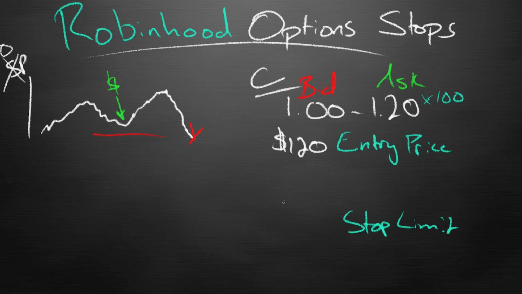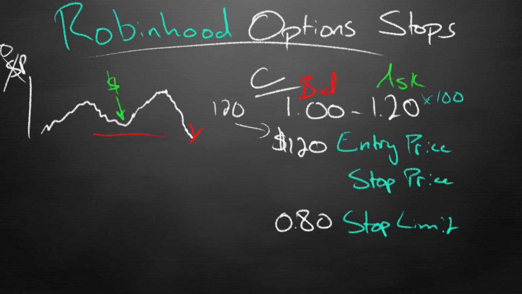So let's say I only want to risk $40. So I would set a stop limit of 80 cents. Remember, this is in options premium terms. So 80 cents times 100 is $80. So you're risking only $40 between your entry price and your stop limit. So in premium terms, this is $1.20. Now, the second price you want to set is the stop price.